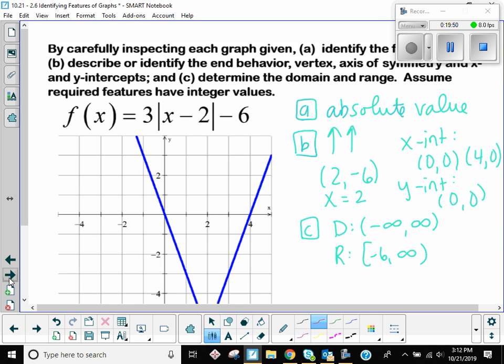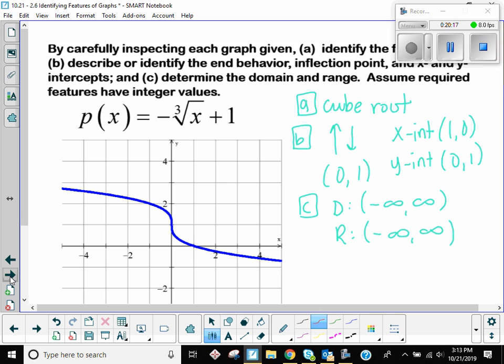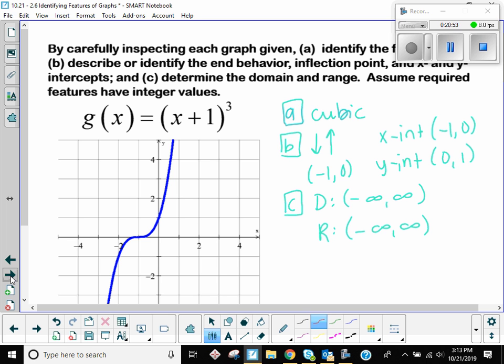Absolute value transformation. There are two x-intercepts, one y-intercept. There's your domain and range, and end behaviors, up, up. It was stretched by 3. That's why it looks real steep and not fanned out more. Good on that one? Next, a cube root. Does anybody need that one up anymore? Cubic. Is this the last one? Okay.